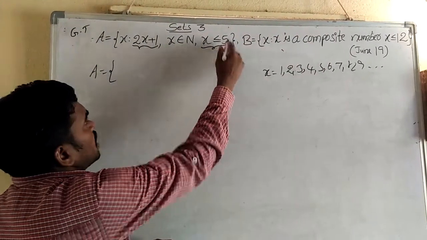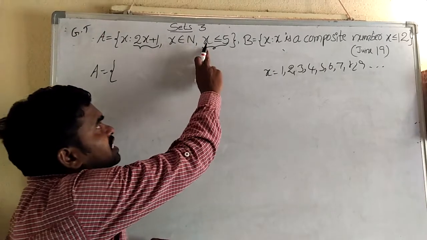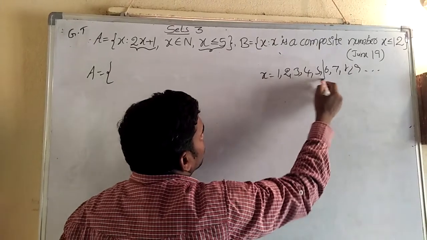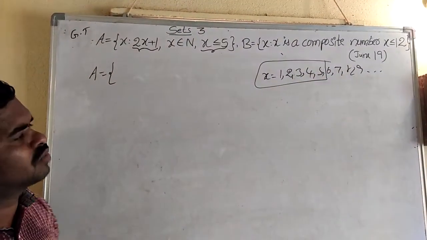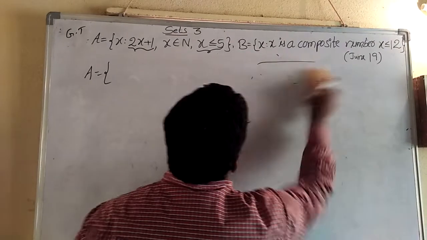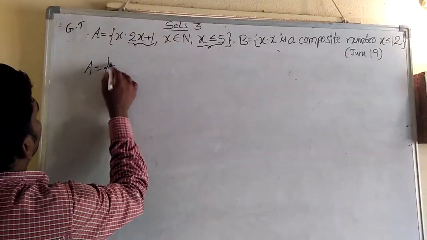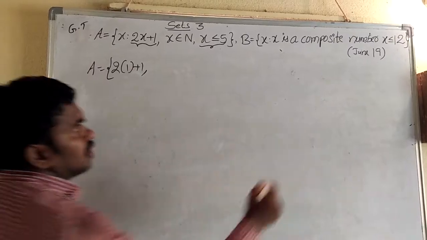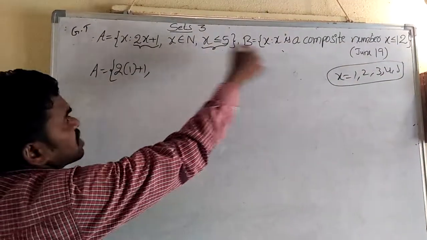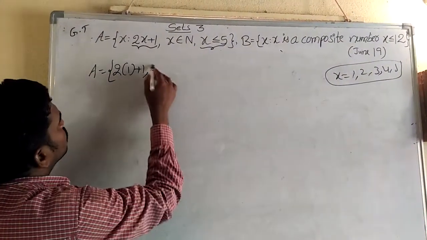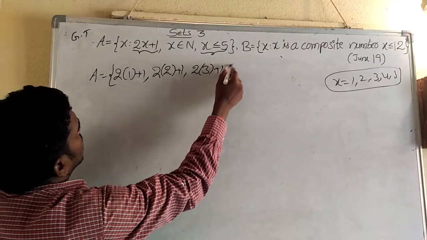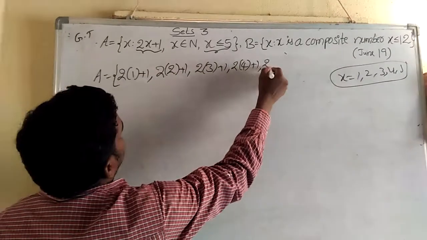And one more point is given: x less than or equal to 5. X less than or equal to 5 means x is taken up to 1, 2, 3, 4, 5. So we have to remember this x value is taken from 1 to 5. So I am substituting 1 into 2x plus 1. Now we have written x values up to 5 only from the given statements. Next, take 2 instead of x. Next, take 3. Next, take 4. Next, take 5.